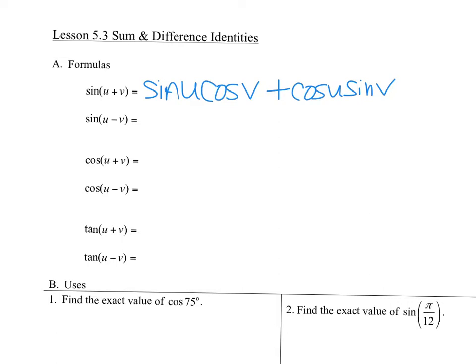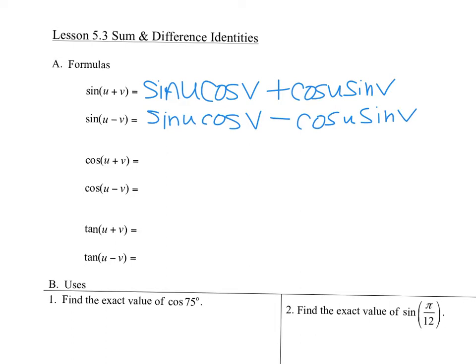All right, now the minus, if you get the plus down, the minus is pretty easy because it's exactly the same, but just with a minus in the middle. Minus cosine u sine v. And all these formulas that we're going to use today, they're called the sum and difference formulas. We're going to use them in identities to prove things. We're going to use them to do solving equations. We're going to use them for all kinds of stuff.